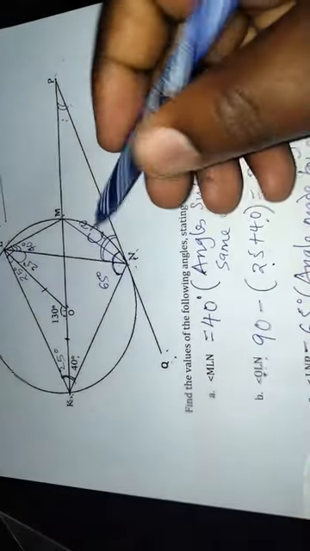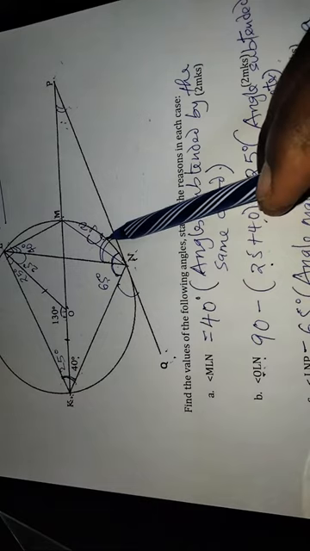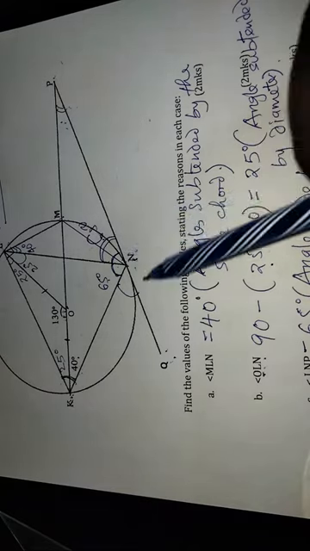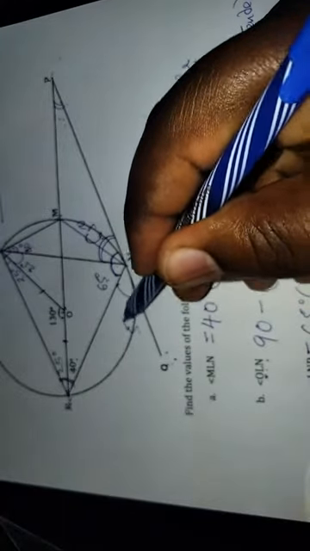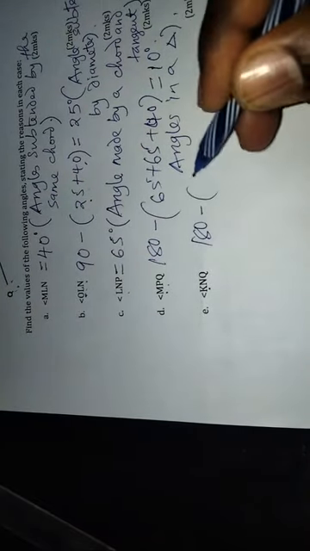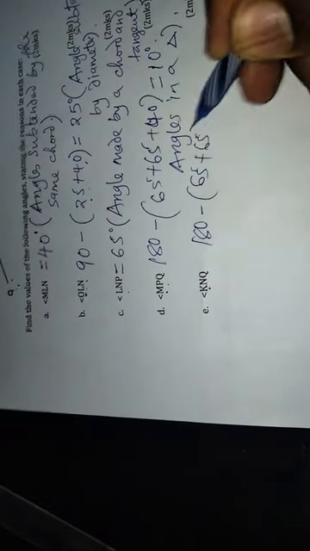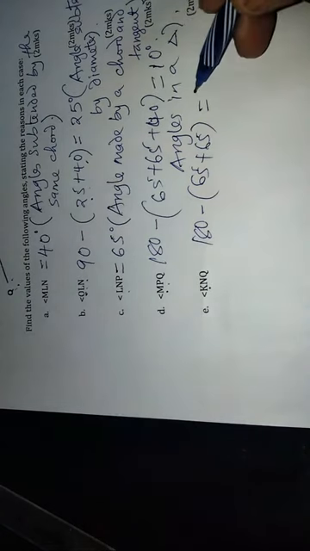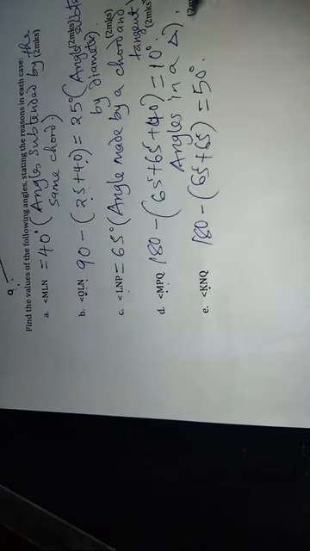And finally, angle KNQ, the angle here. This is a straight line, and we are already having 65 and 65, which give us 130. Therefore, the missing angle should be exactly 50 degrees. So we take 180 minus 65 and 65 to give us exactly 50 degrees, angles on a straight line.